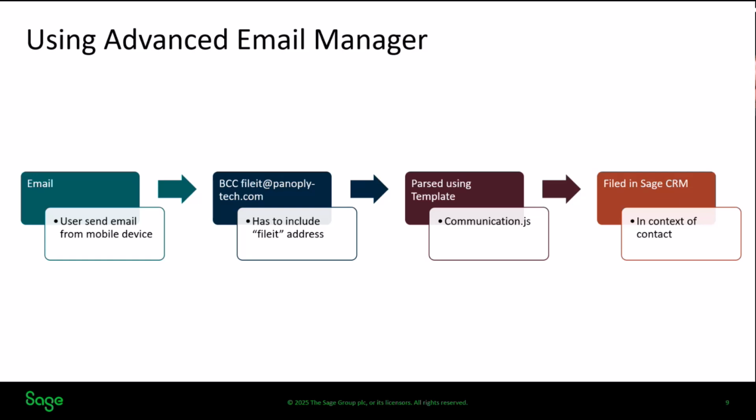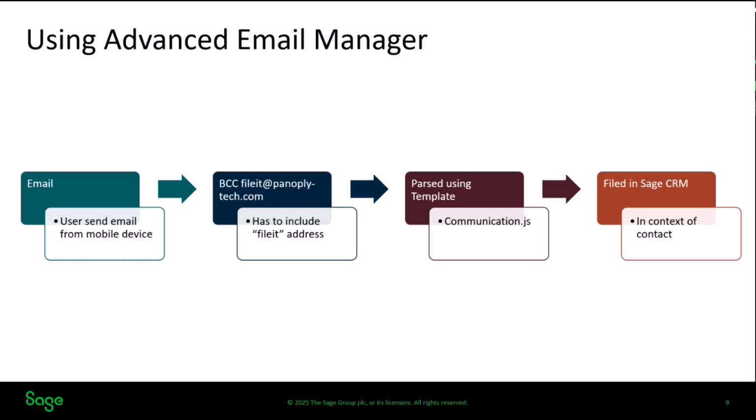You start the process, but you include the CC, the BCC, as this specified email address, which, let's call it, file it at my company. So you send a file it email, and because it's sent to a monitored email account, monitored by the Advanced Mail Manager, that Advanced Mail Manager can then process the inbound email in which it was blind carbon copied, read it, understand who it was originally sent to, that's the contact, and then file it inside Sage CRM.